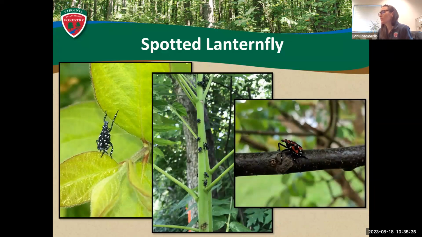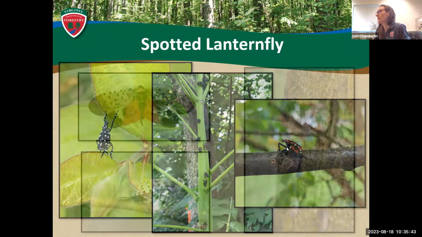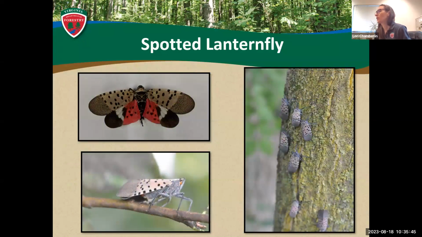The eggs hatch in the spring, and so here are some more photos of the nymphs. They start off black, and then by their fourth instar, they develop this red coloring. And then here are the adults that start to emerge in the summer. Adults are about an inch and a half long, and usually you see them with their wings at rest behind them, but when they do open up their wings, that's when you can see this bright red color in their underwing.